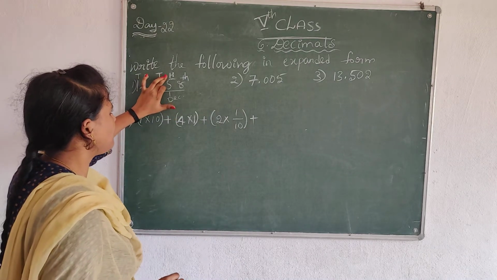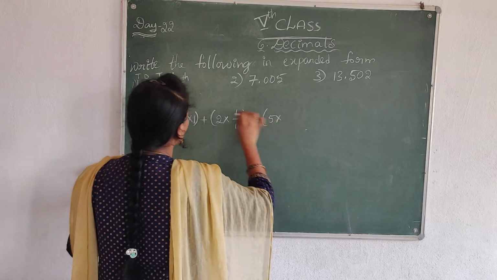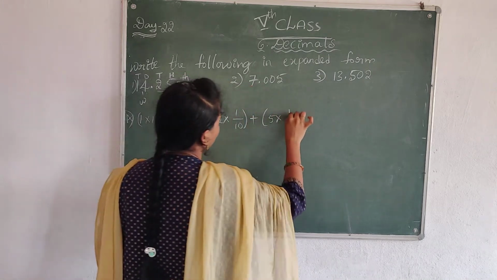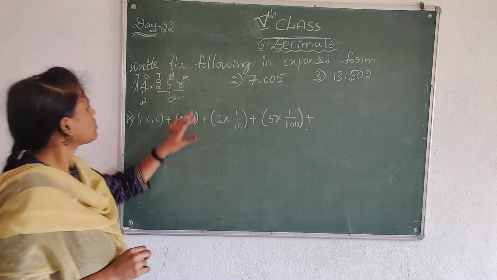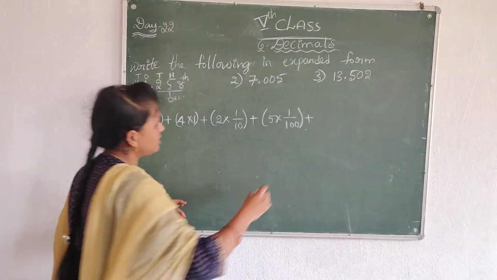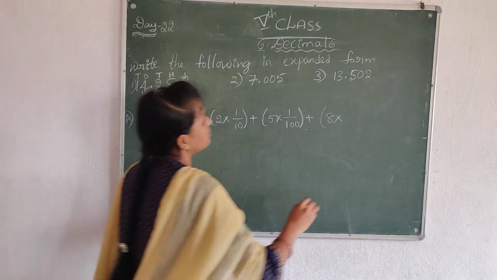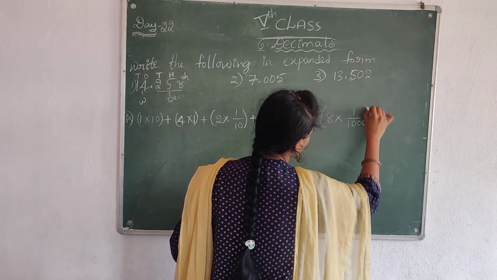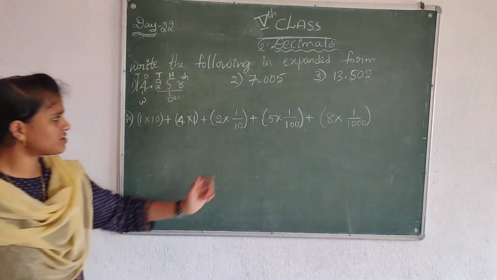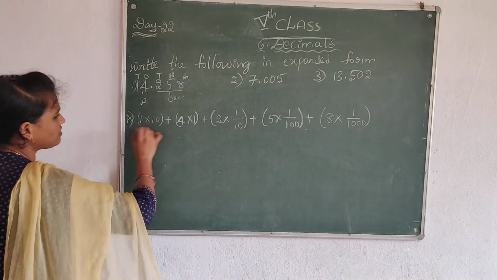What is the place? Hundreds. So 5 into 1 by 100 plus, what is the number? 8. And what is the place? Thousands. So how to write? 1 by 1000. Understood children? First how to write? Okay, let's see the first bracket.